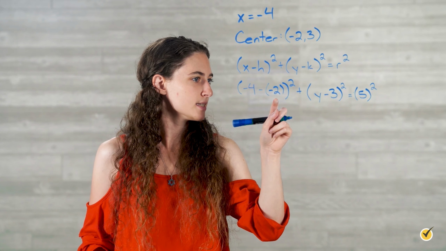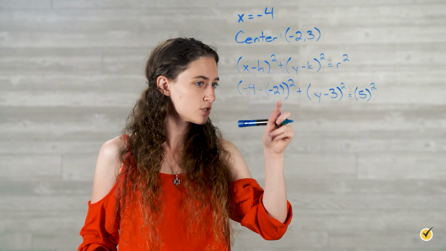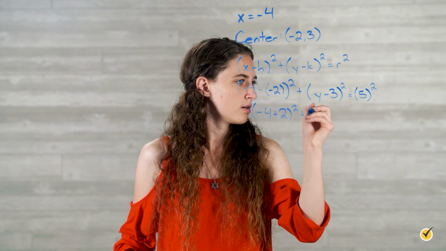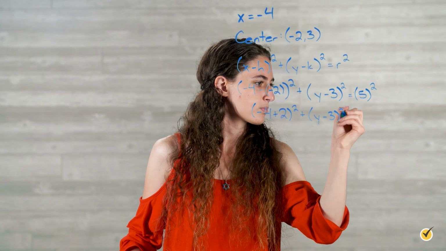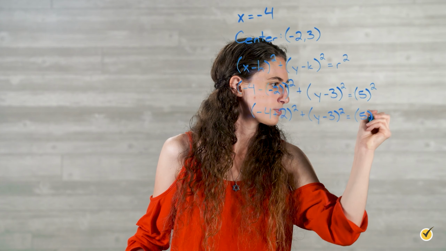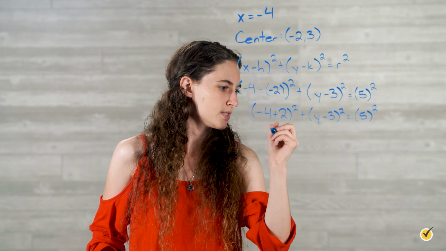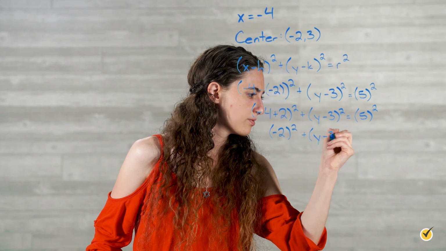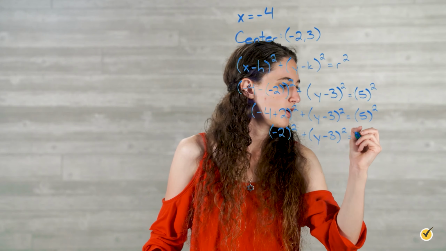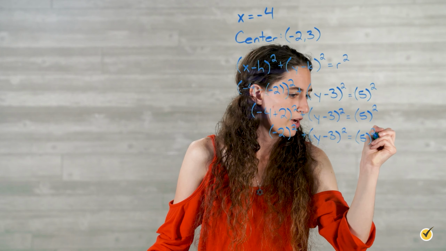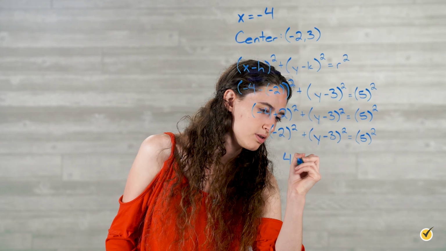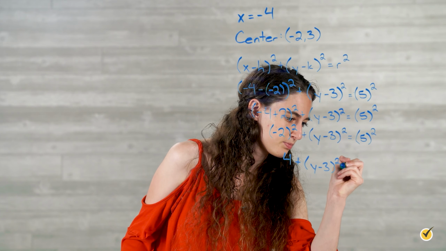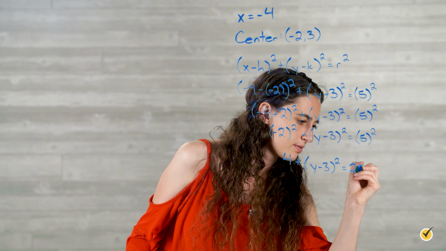So -4 minus -2, that's the same as saying -4 plus 2. So let's rewrite it that way. -4 plus 2 squared plus y minus 3 squared equals 5 squared. Then we'll simplify this to -2. So -2 squared plus y minus 3 squared equals 5 squared. And now we're going to simplify our exponents. -2 squared is 4, plus, we'll leave this part alone for right now. We'll come back to that later. Y minus 3 squared equals 5 squared is 25.